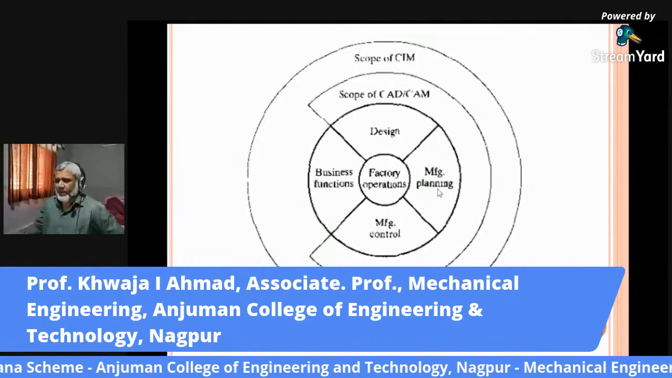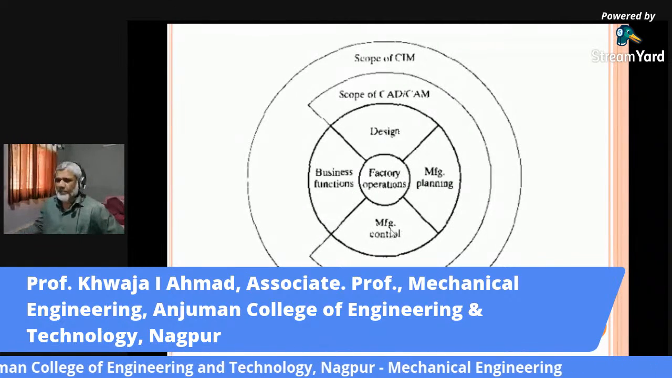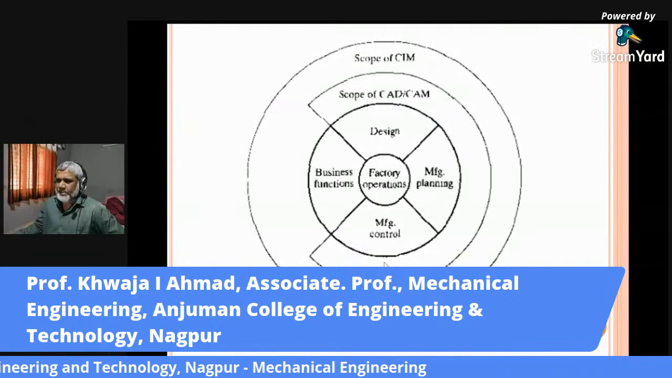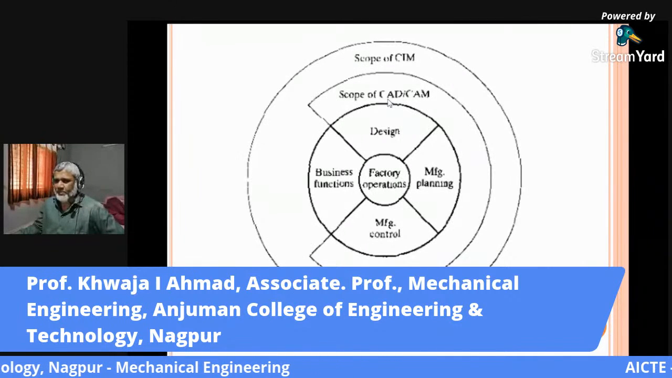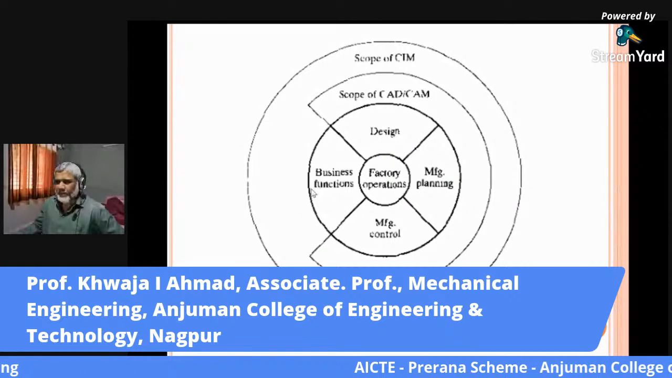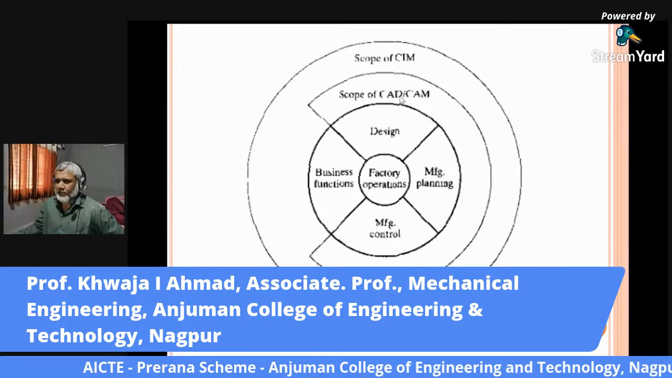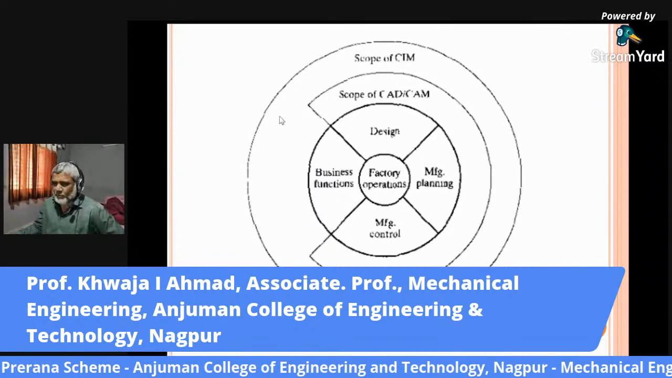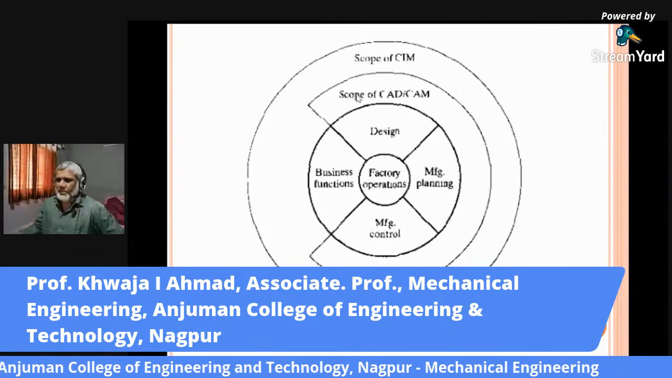Design, manufacturing planning, and manufacturing control, these are part of the CAD CAM system, that is FMS system. But as soon as you include business function into design, manufacturing, and manufacturing control, that is in CAD CAM, as you include business function, then that becomes the scope of the CIM.